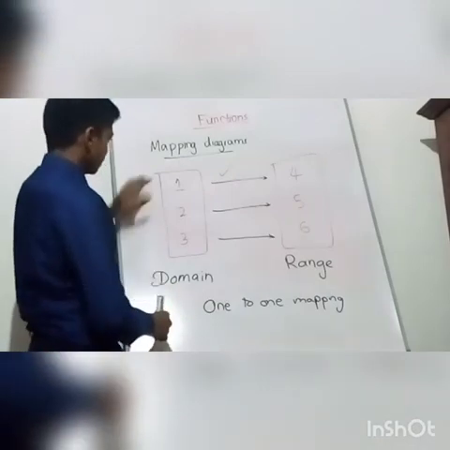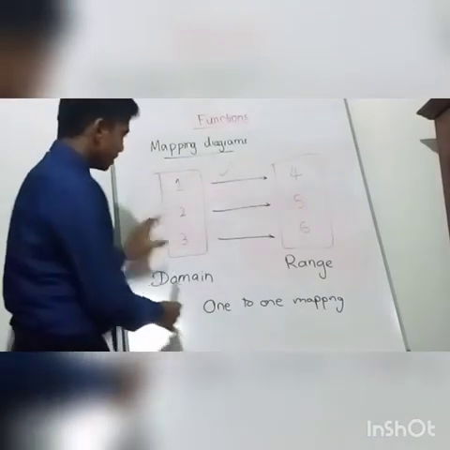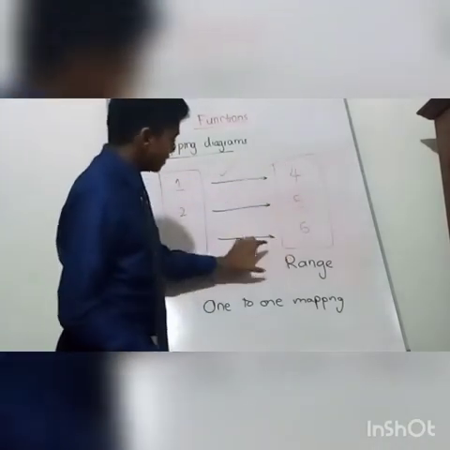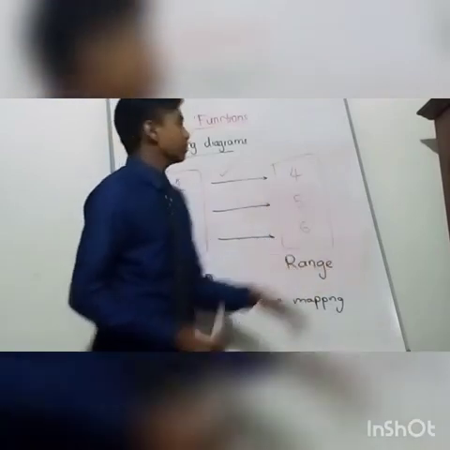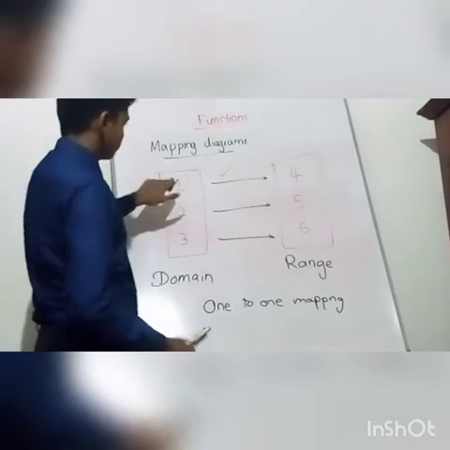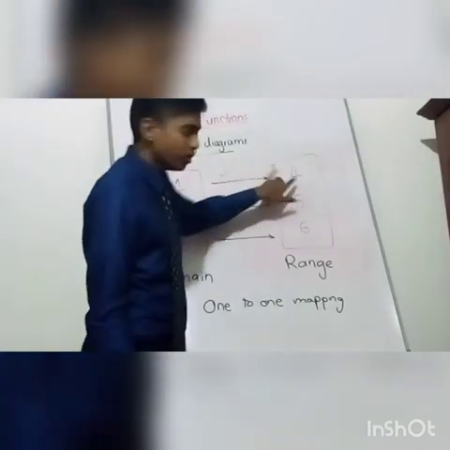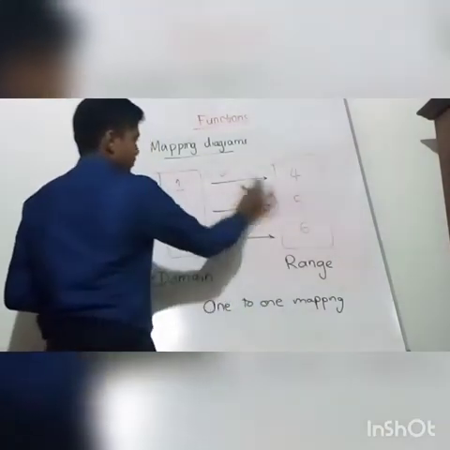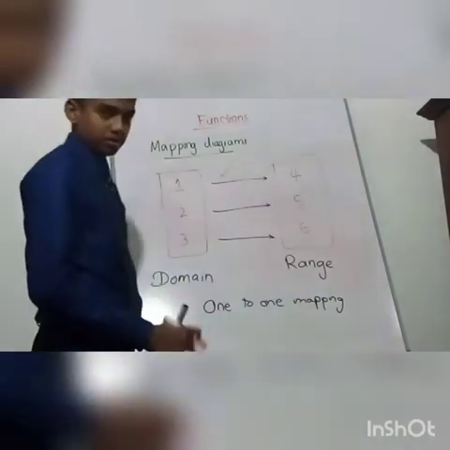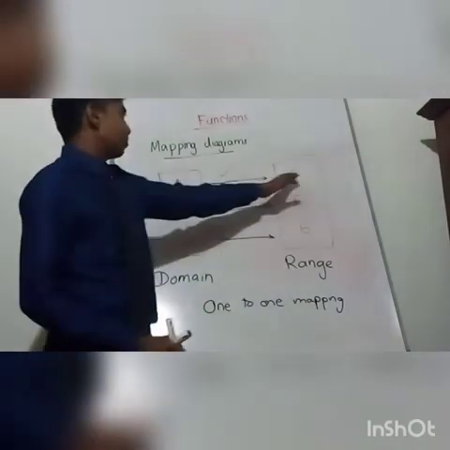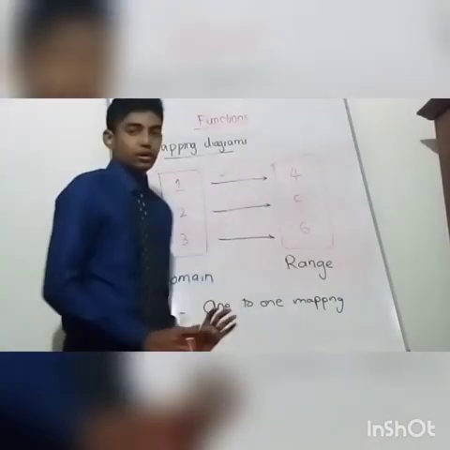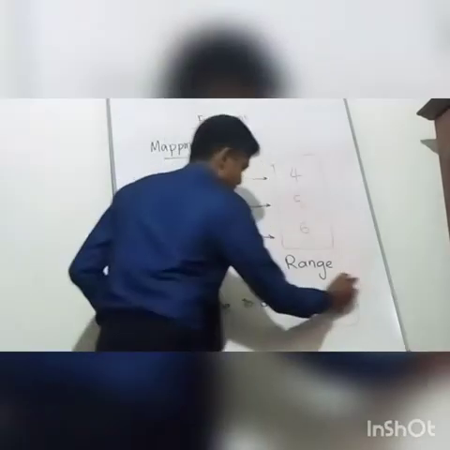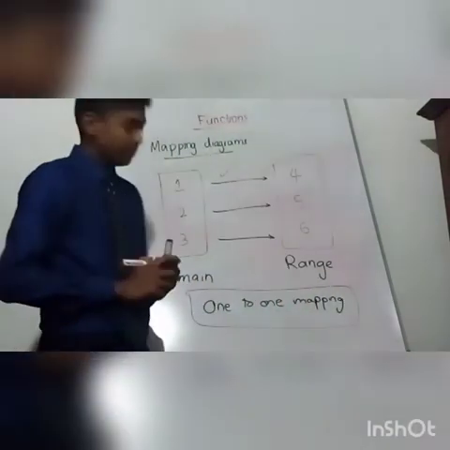If I take 1, 2, 3 in one box, and I name that box our domain, and I draw another box 4, 5, 6, that will be our range. What is range? Output. So I am saying 1 will become 4, 2 will become 5, and 3 will become 6. You can see it from the arrows. This type of mapping diagram, where each digit goes to only one, is given the name one-to-one mapping. There are 3 types of mapping diagrams, and this is the first type, one-to-one mapping.